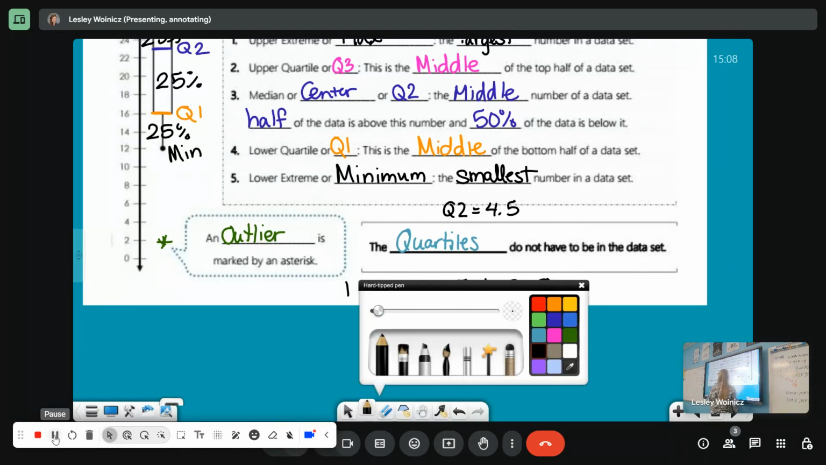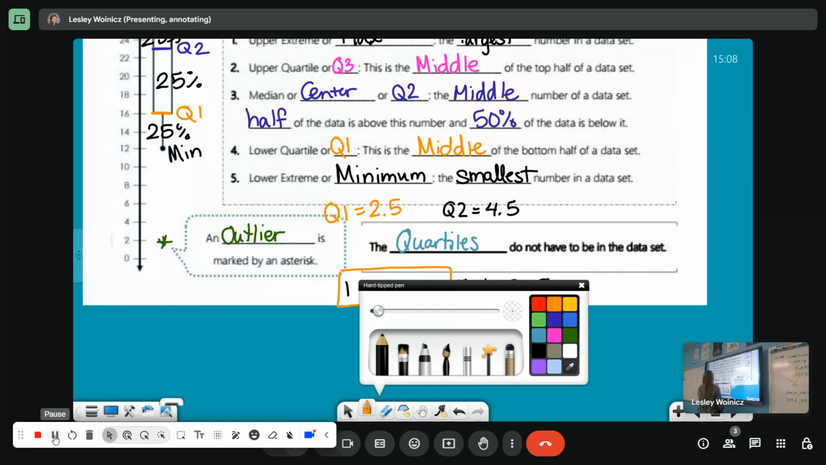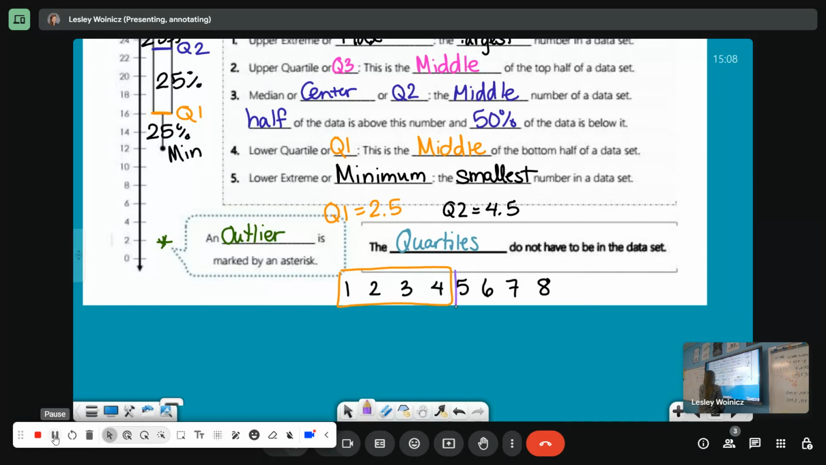All right, now look at the low end of my data, my bottom half. What's the middle number for my bottom half? 2.5. So my Q1 is 2.5, which is also not in my data set, right? I'm sure you can see where this is about to go. What about for my top end? What's Q3? Good.